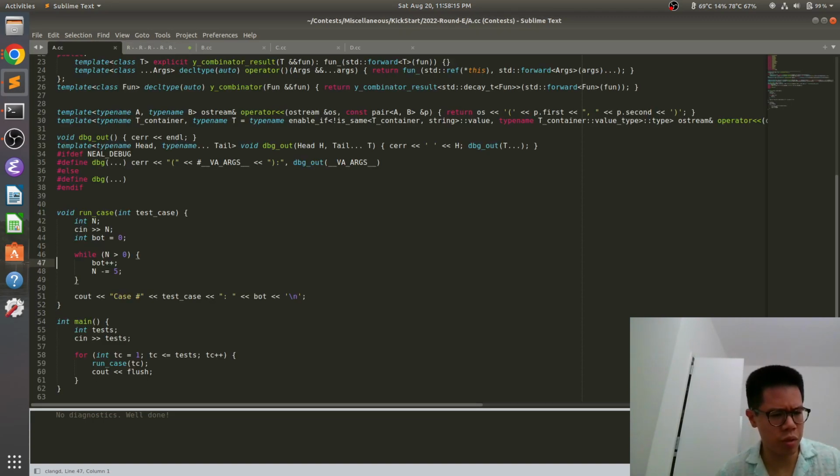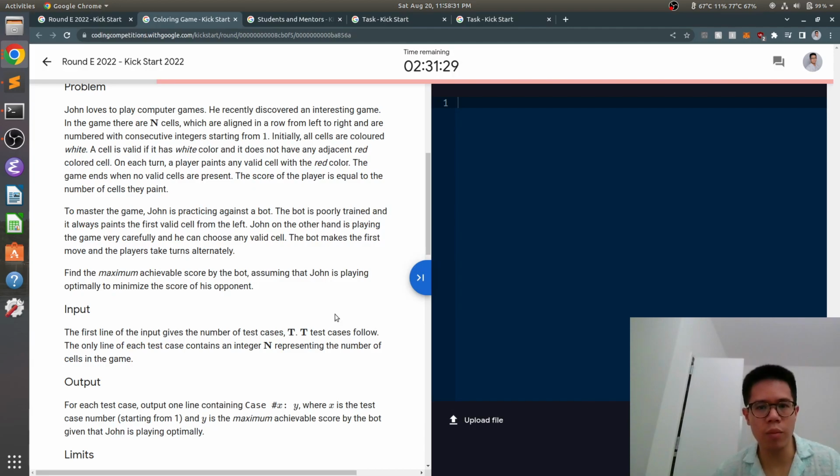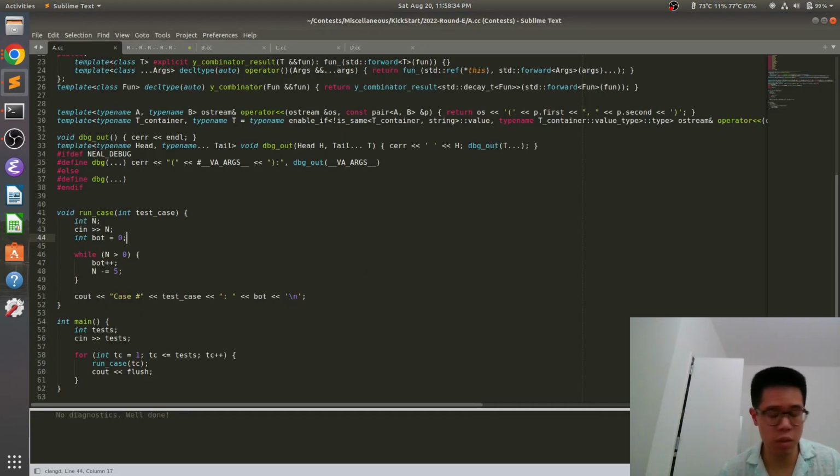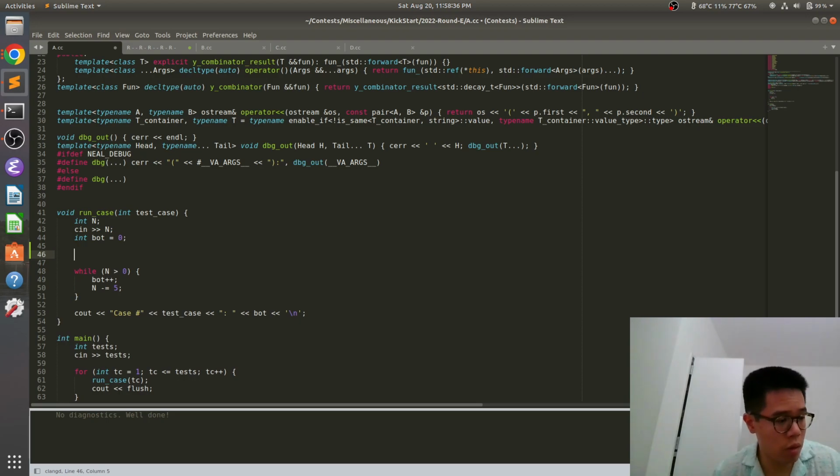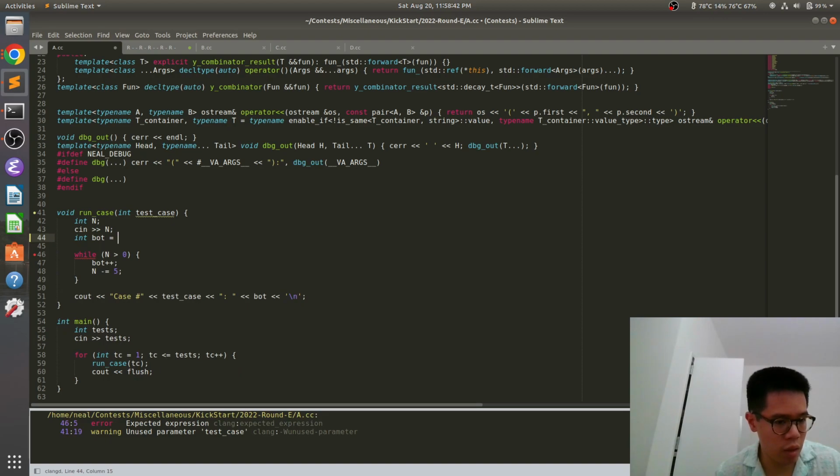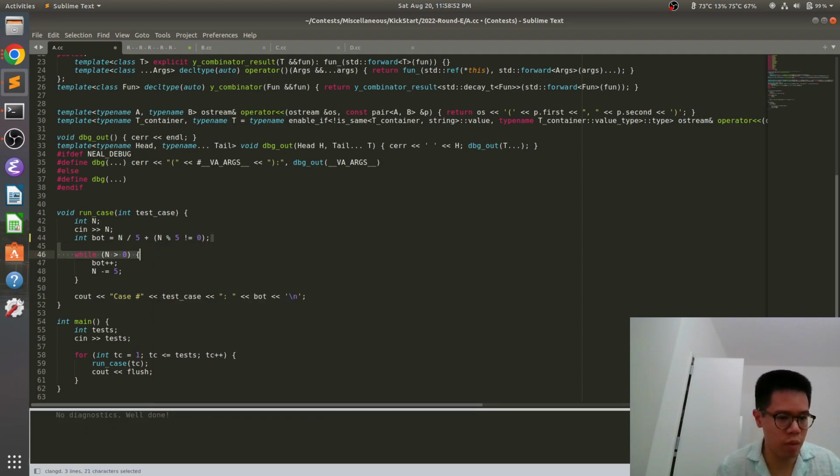And so this is actually really simple to simulate. Basically while there's at least one cell, the bot paints 1, and then n decreases by 5. It's a simple greedy idea here. We can actually make this constant time by using division. So let's see, what would we do here? Basically, bot is going to be n divided by 5, because for every full chunk of 5, we get 1, and then if there's extra left over, we'll have 1 more. So it'll be n mod 5 not considered. And that is the answer.